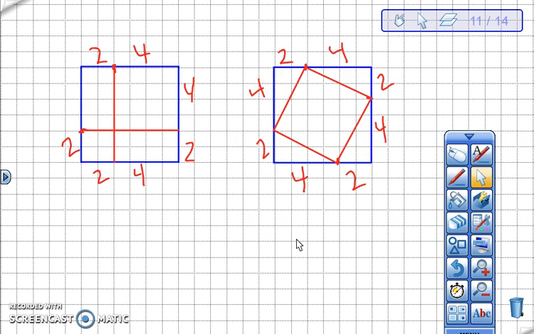If I count the number of boxes inside each shape, or rather the area of each shape, I will notice there's 8 boxes here, 16 here, 4, and 8. Over here, I know that the area for a triangle, if I want to do this using a formula, is half the base times the height. So 4 times 2 is 8, divided in half is 4.